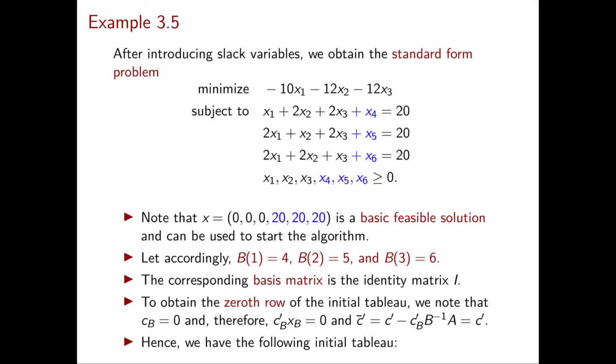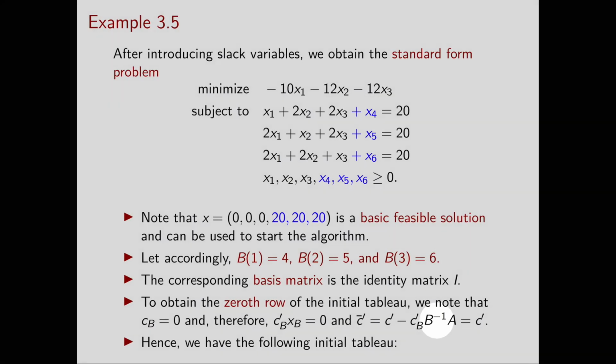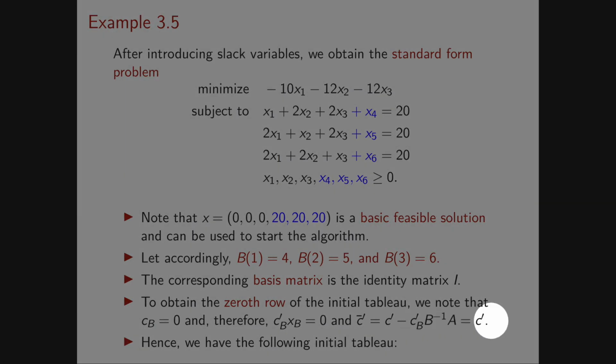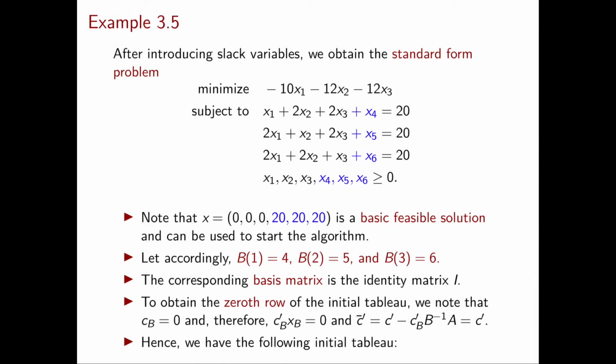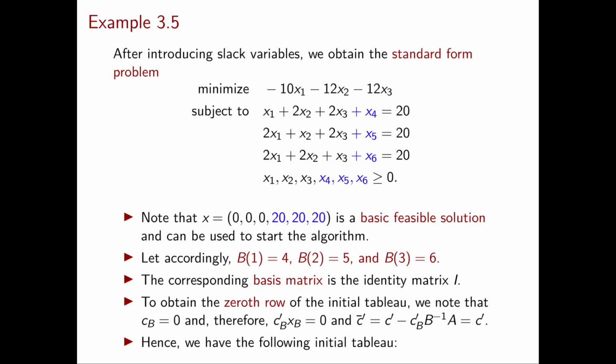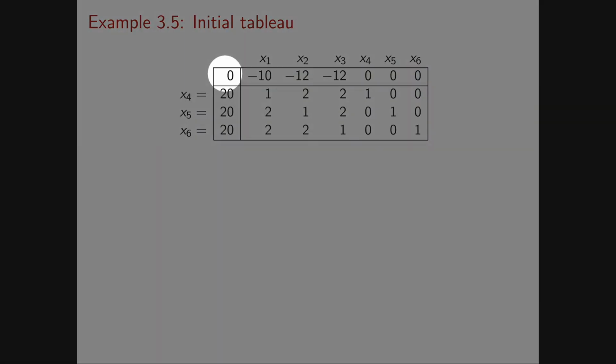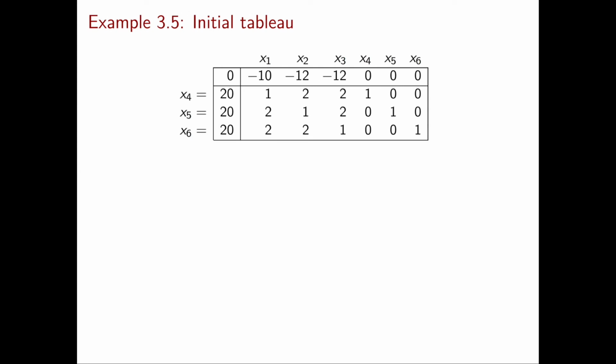The formula for the reduced costs is C bar transpose equal to C transpose minus CB transpose B inverse A. Once again, CB is 0, so this is simply C transpose. So also in the 0th row, we can just copy-paste the coefficients of the objective function. We are now ready to fill in the initial tableau. Here it is. Here we have the negative of the cost of the current basic feasible solution. Here we have the reduced costs, which in this specific case coincide with the coefficients of the objective function.